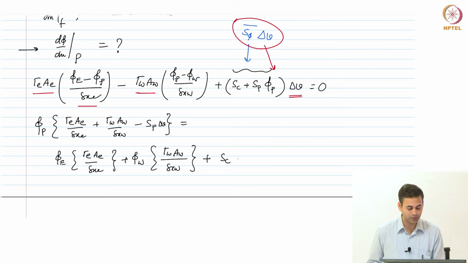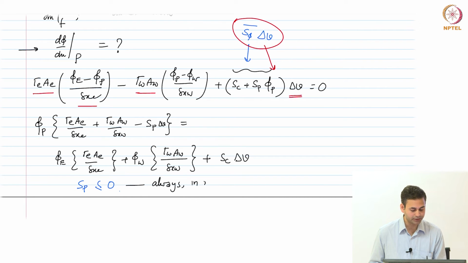Sc, source term, the constant part, times delta v, right? That is what we have. Okay, now I throw in another thing here. I will say that Sp would always be less than or equal to 0. I am again stating this. We already have a minus in front of Sp, and I am saying the value of Sp would be less than or equal to 0, in always or in most cases.